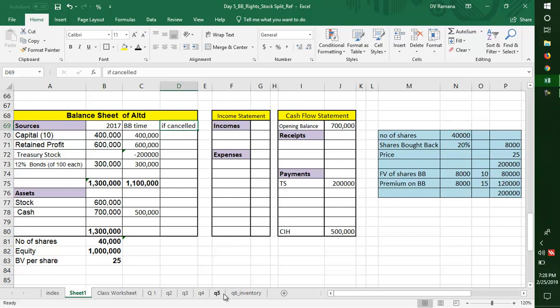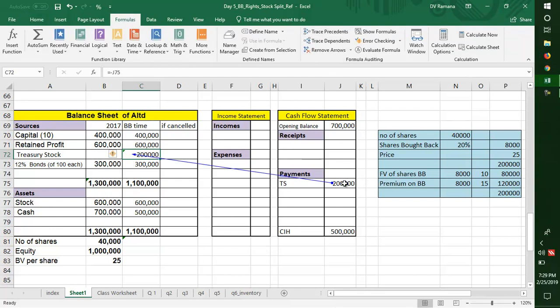So in most of the countries, the shares bought back, the company can hold that as treasury shares. So therefore, the balance sheet would look like this. Let us recap. This is at the time of the buyback. The shares bought back, instead of reducing it from the capital, are shown on the balance sheet as a treasury stock. And the value of this treasury stock is the money paid to buy those shares. And cash has reduced because there is a cash outflow.